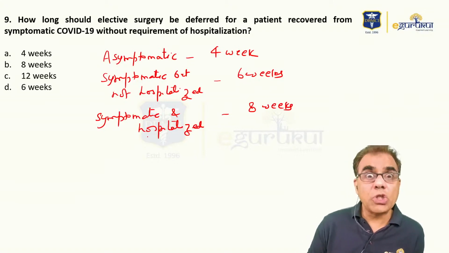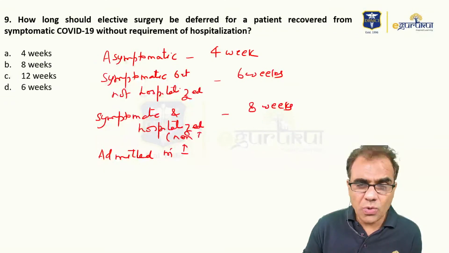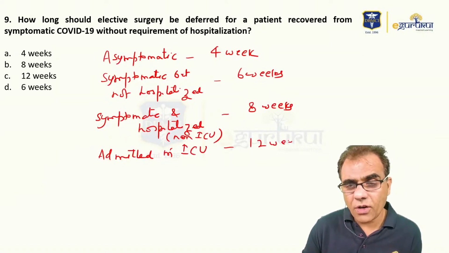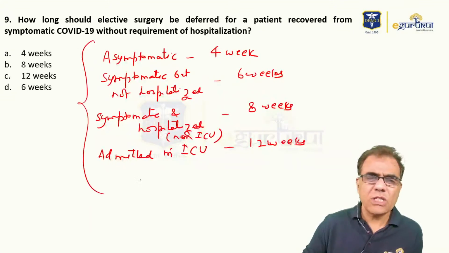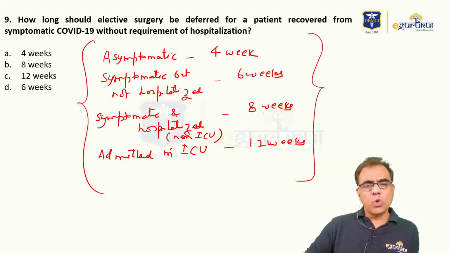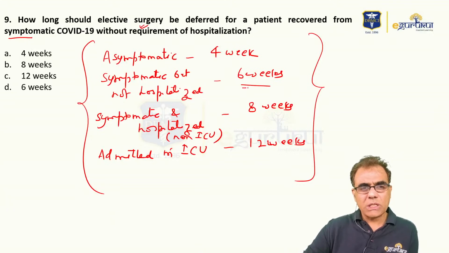Hospitalized but not in ICU. Hospitalized means non-ICU patient. But if admitted in ICU, then we have to defer it for 12 weeks. So this is most acceptable. Asymptomatic 4 weeks, symptomatic but not hospitalized 6 weeks, symptomatic but hospitalized in ward, not in ICU, 8 weeks, but if hospitalized in ICU, then at least 12 weeks. So now we can see the question. Recovered without requirement of hospitalization, but symptomatic. Symptomatic not hospitalized means 6 weeks. D.